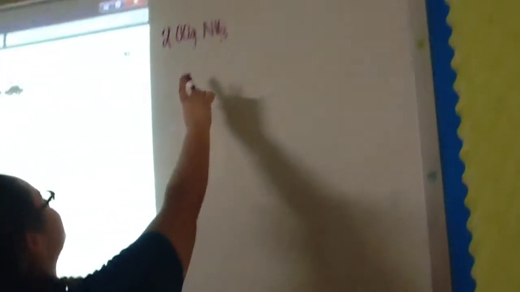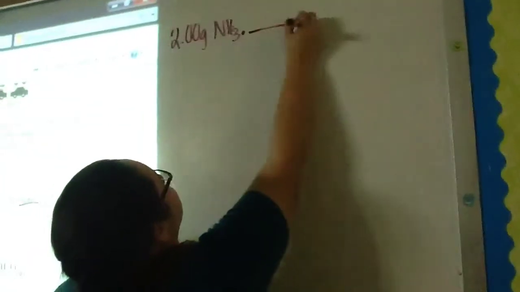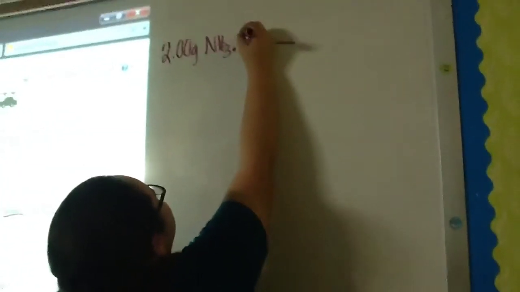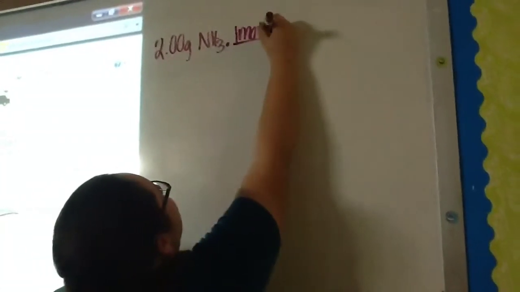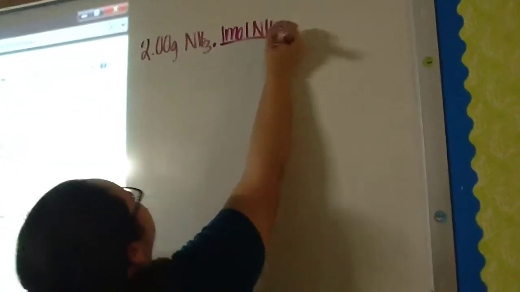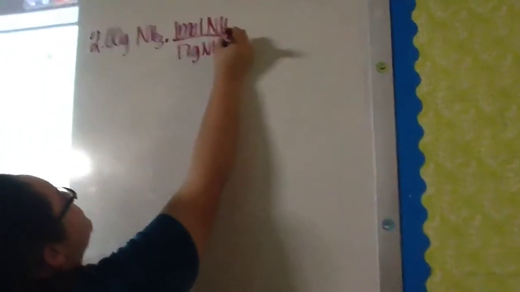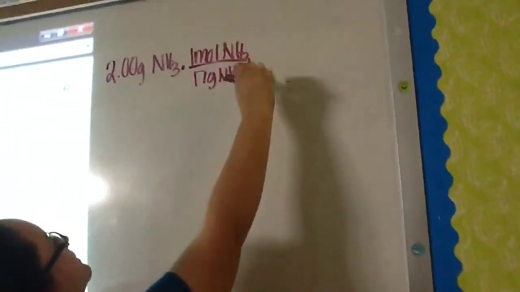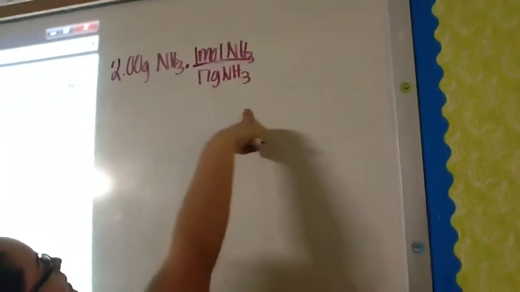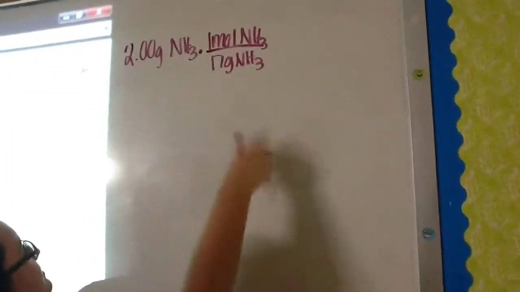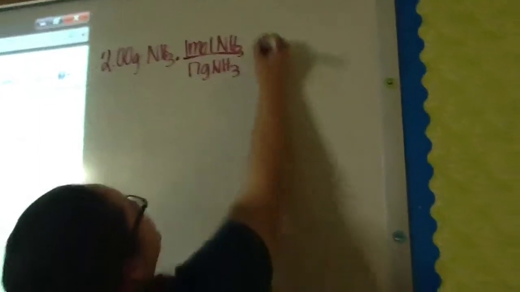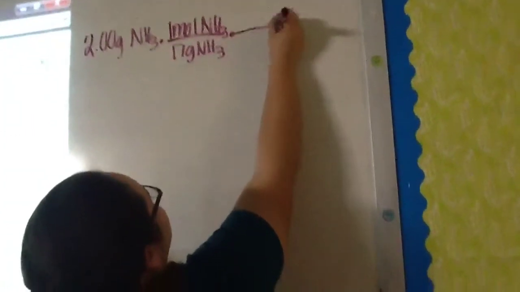Okay, so we're going to start off with the 2 grams of ammonia. So you turn that into moles. So 1 mole of ammonia is equal to 17 grams, because nitrogen is 14 grams and 1 atom of hydrogen is 1, so 1 times 3 is 3, plus 14 is 17. So then you do stoichiometry.